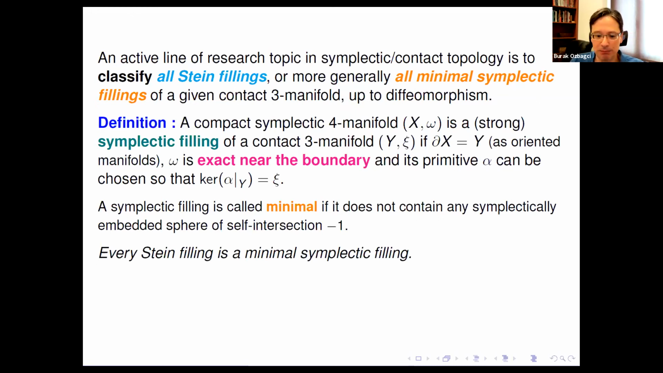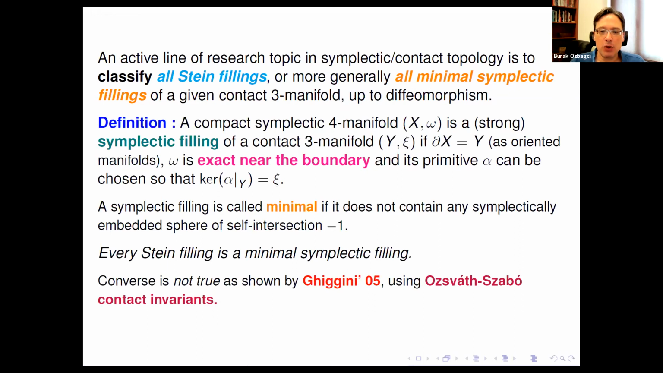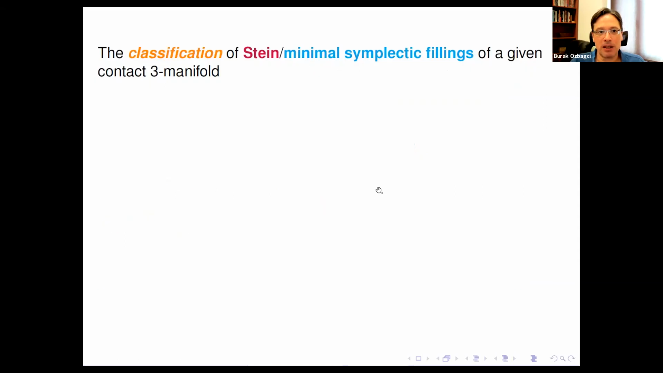This follows automatically from the definitions, immediate from the definitions, but the converse is not true, as shown by Ghiggini, using the powerful Ozbagci contact invariance. So this part was difficult and finally proven by Ghiggini by giving examples. The classification of Stein and, more generally, minimal symplectic fillings of a given contact three-manifold is difficult in general.